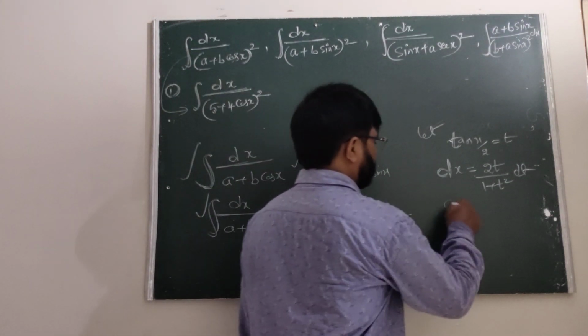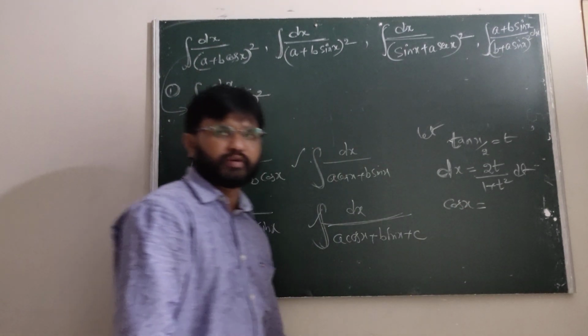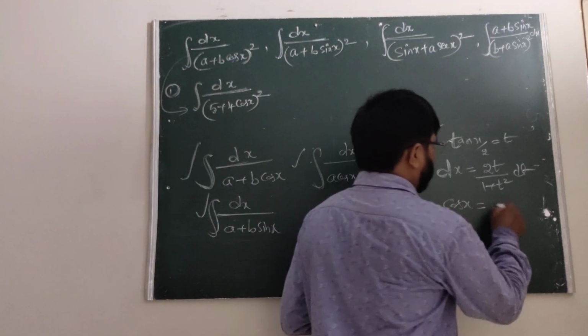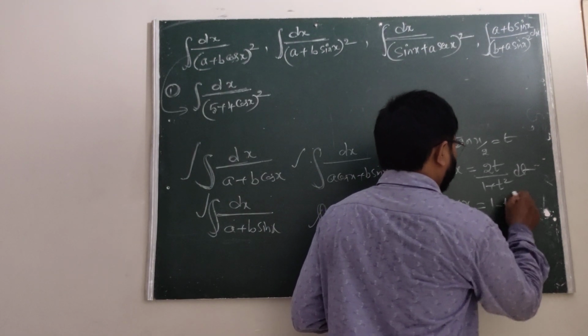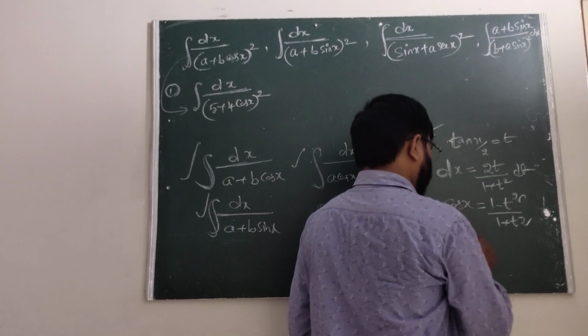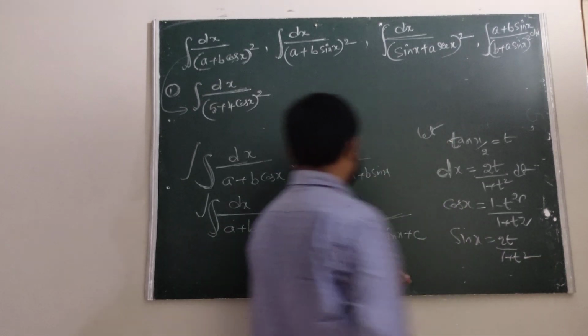Therefore the cos x can be taken. The cos x is (1 minus tan square(x/2)) by (1 plus tan square(x/2)), that is (1 minus t square) by (1 plus t square). Sin x is 2t by (1 + t square).